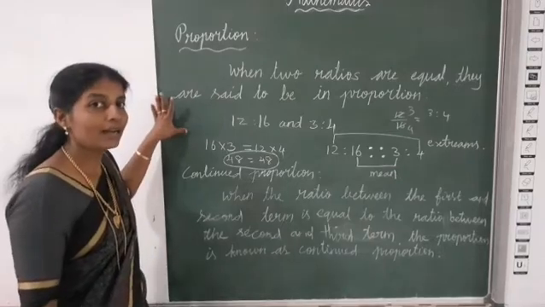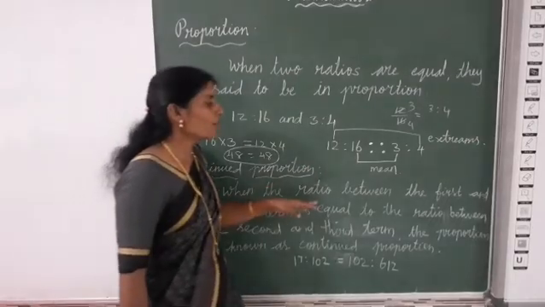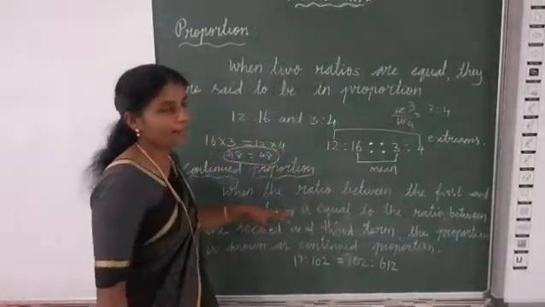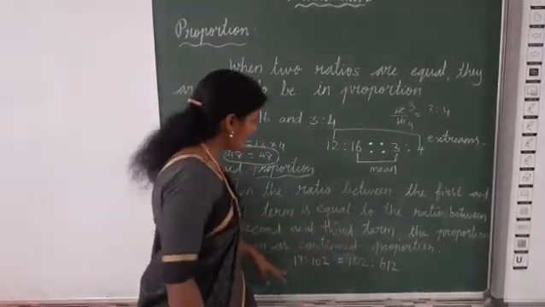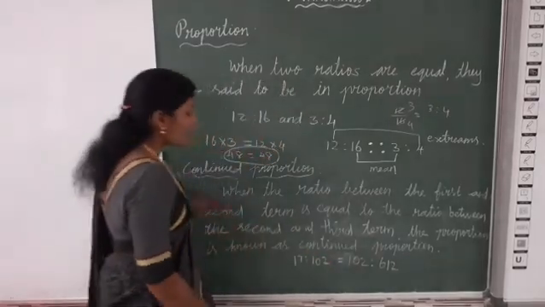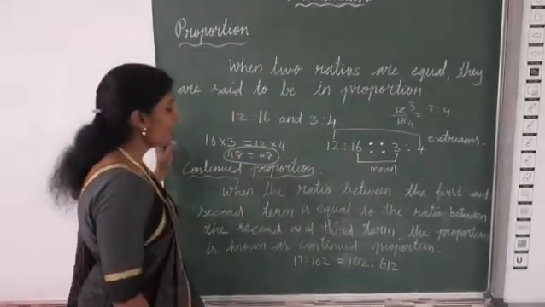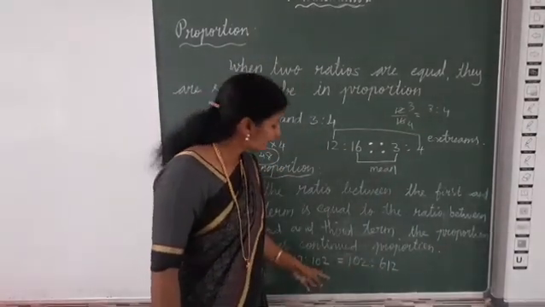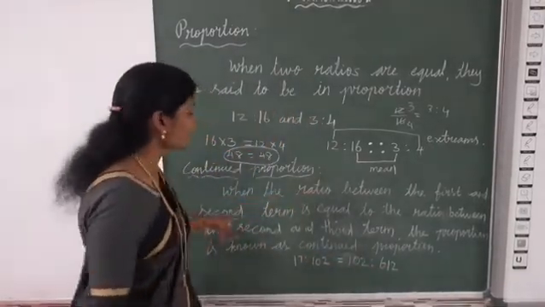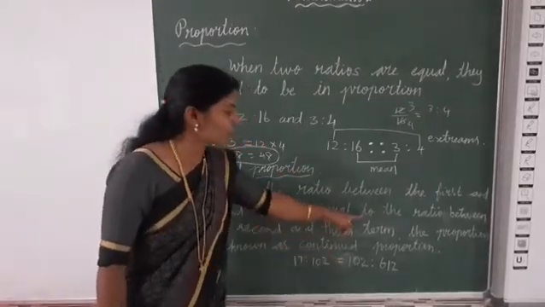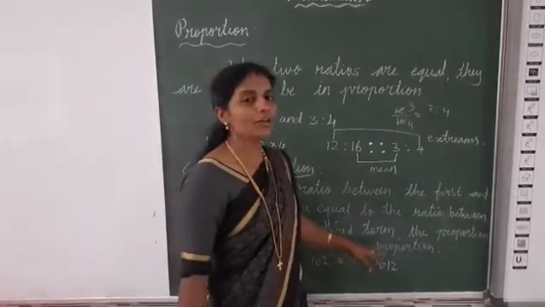Clear about proportion? Okay. Now next one, continued proportion. When the ratio between the first and second term is equal to the ratio between the second and third term, the proportion is known as continued proportion. For example, here we have two ratios: first term and second term, and second term and third term, isn't it?